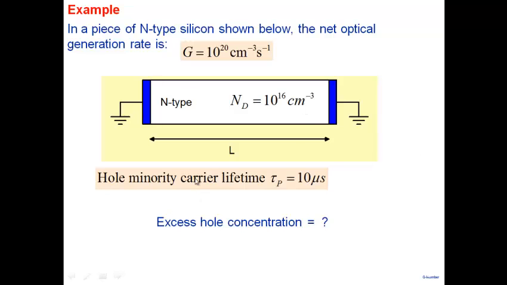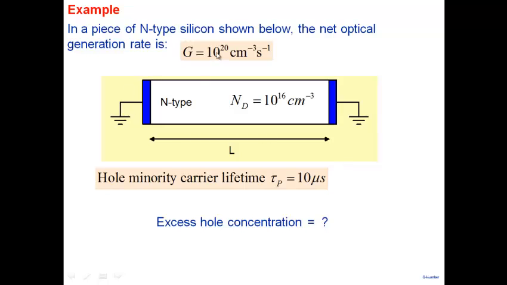I'm also giving you the hole minority carrier lifetime, tau p. Tau p was what we just calculated, which is 10 microsecond. And I'm asking you, as a result of generation, what is the excess hole concentration?